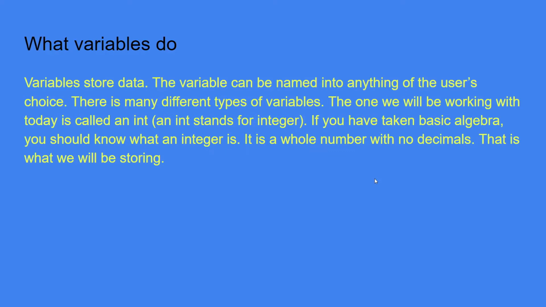Variables store data. The variable can be named anything of the user's choice, and there are many different types of variables. The one we'll be working with today is called an int, which stands for integer. If you have taken basic algebra, then you should know what an integer is. It's a whole number with no decimals. That is what we'll be storing.